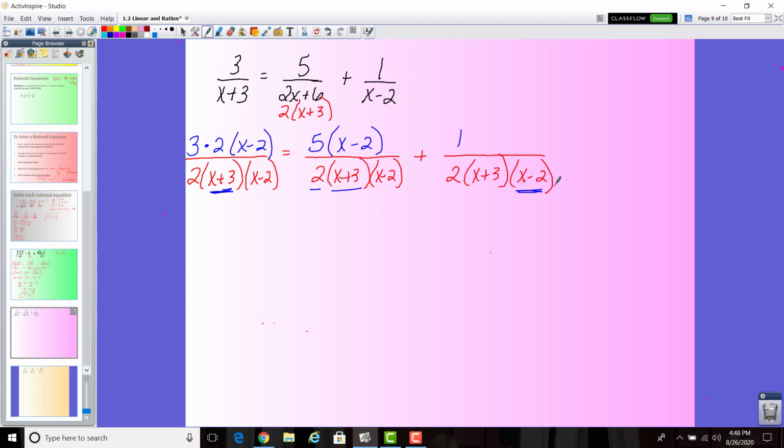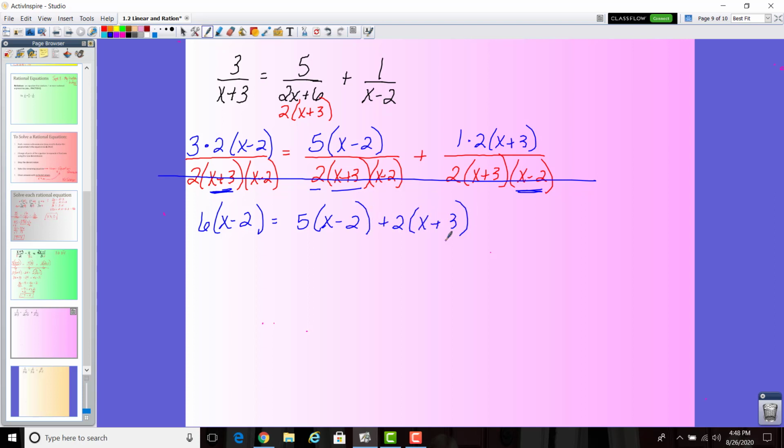1 was over x minus 2. To this denominator, I multiplied it by 2 and x plus 3. So I'm going to do that to the top. Now I can drop those denominators, and I'm solving 6 times x minus 2 equals 5 times x minus 2 plus 2 times x plus 3. And I can go ahead and then solve that linear equation. So I need to distribute. I get 6x minus 12 equals 5x minus 10 plus 2x plus 3.